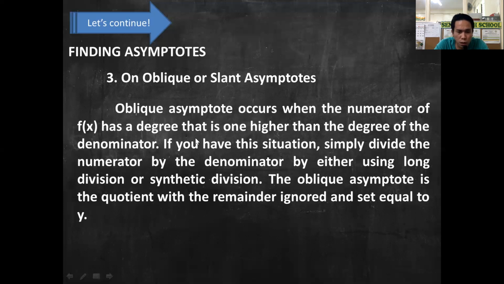Okay, so ano yung ibig sabihin ng oblique asymptote? Para malaman natin yan, kailangan daw, kapag tingnan mo yung numerator and denominator, our numerator has a degree 1 higher than the degree of the denominator. Ibig sabihin, 1 point lang mas malaki ang exponent ng numerator compared to our denominator. So, meron siyang oblique asymptotes. At paano siya i-solve? Napakadali lang. We're just gonna divide using synthetic or long division. Alam kong alam niyo na yan.